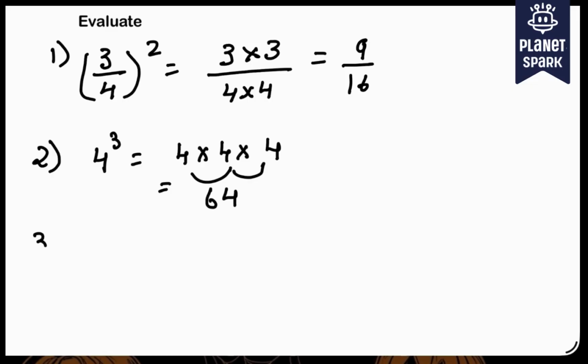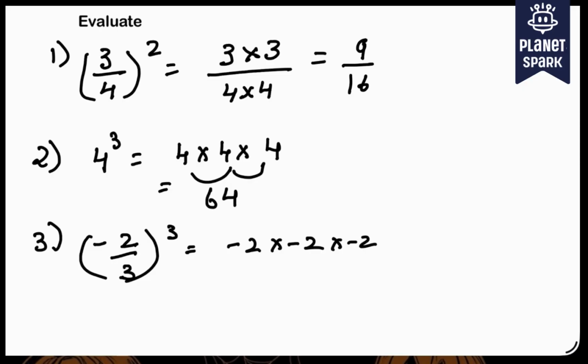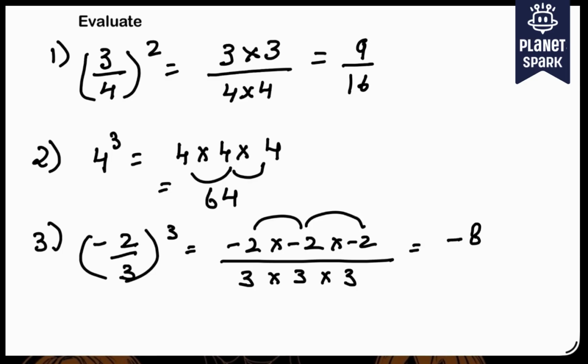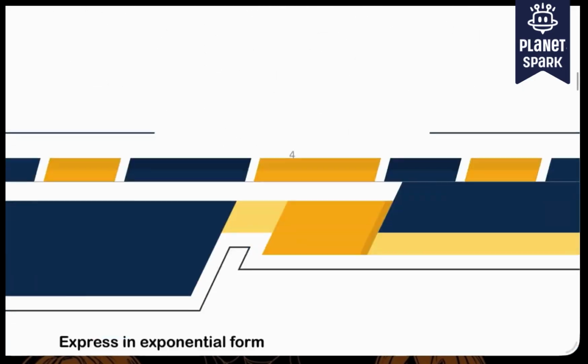Let's take another example. If I have minus 2 over 3 whole raised to the power 3. Now this will mean that minus 2 is multiplied 3 times. So it is minus 2 into minus 2 into minus 2. Upon 3 is multiplied 3 times. So it is 3 into 3 into 3. Minus 2 into minus 2 into minus 2 gives us minus 8. 3 into 3 into 3 gives us 27. So my answer is minus 8 over 27.